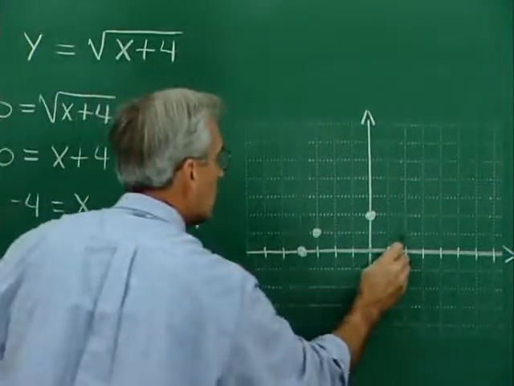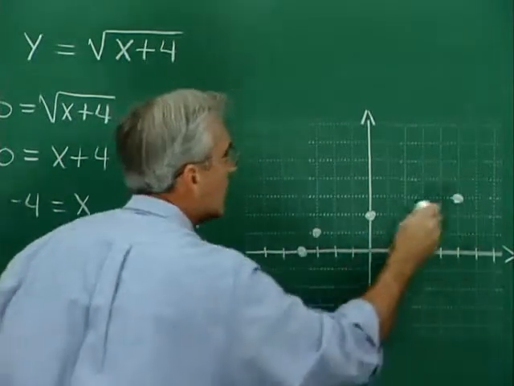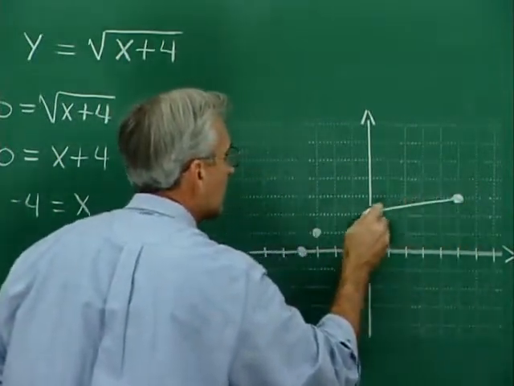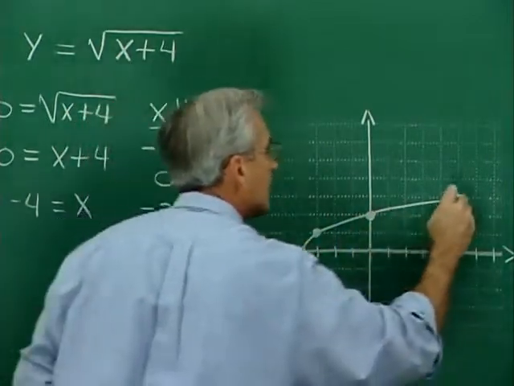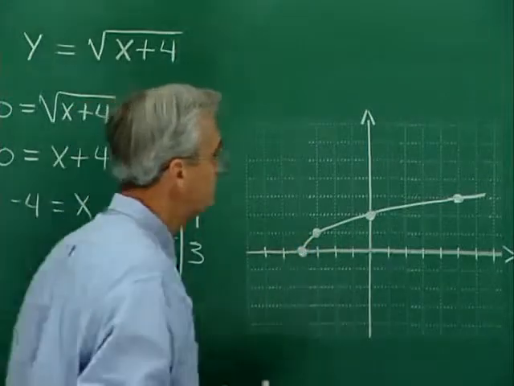So let's see, 1, 2, 3, 4, 5, 1, 2, 3. All right. Good. And the graph then looks about like this. And I want to go through here. And the graph stops right here.